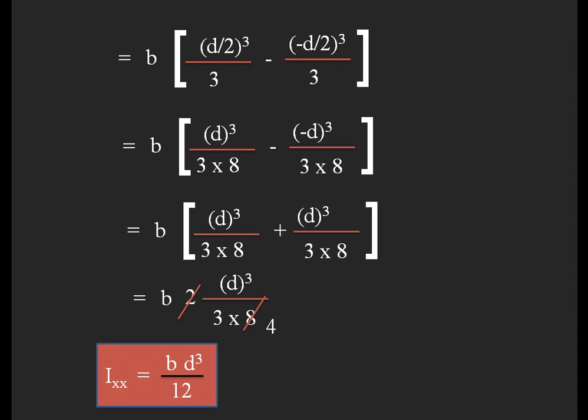So when you consider the y-axis, these two values will be interchanged. We get d into b cube by 12 as the moment of inertia about the y-axis. So once we find the moment of inertia about the x-axis for any particular section, we can easily write the moment of inertia of that section with respect to the y-axis. So this is the equation with respect to the x-axis. Similarly, with respect to the y-axis we can write it in the opposite way, d into b cube by 12. Okay, so this is the final equation we get for finding the moment of inertia of a rectangular section.